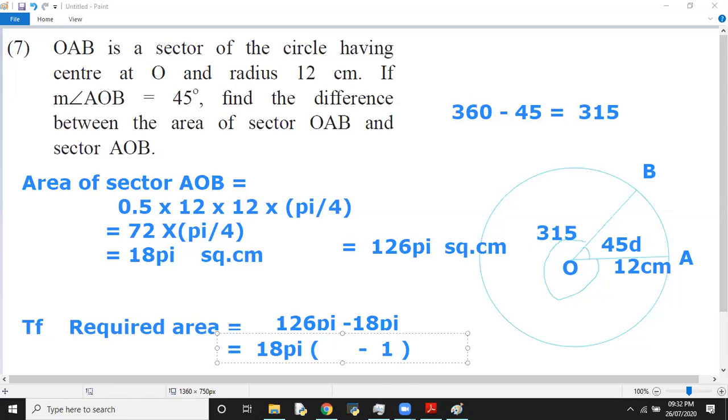Okay, 7 minus 1. 7 minus 1 means 6. Okay, you will get the answer. Final answer is 6 into 18. 6 into 18, how much? 6 into 18 means 108. Final answer is 108. Okay. I will erase some.